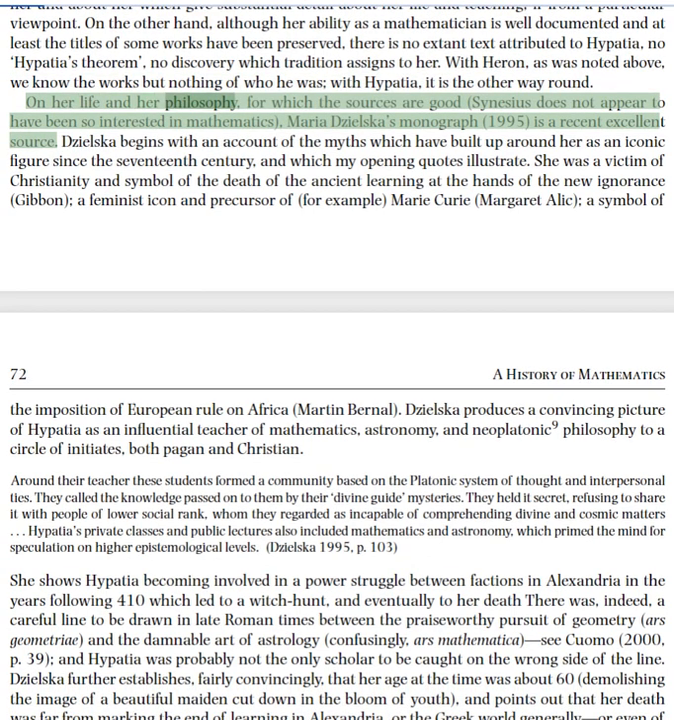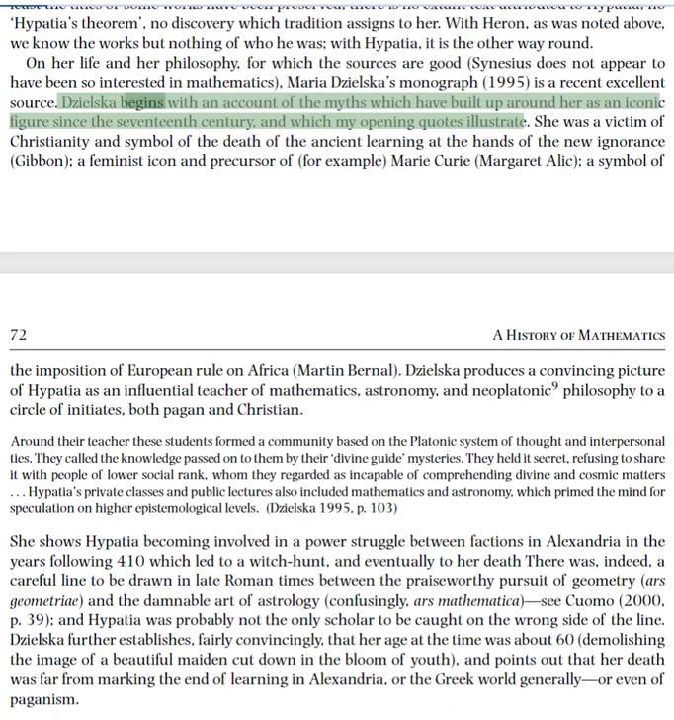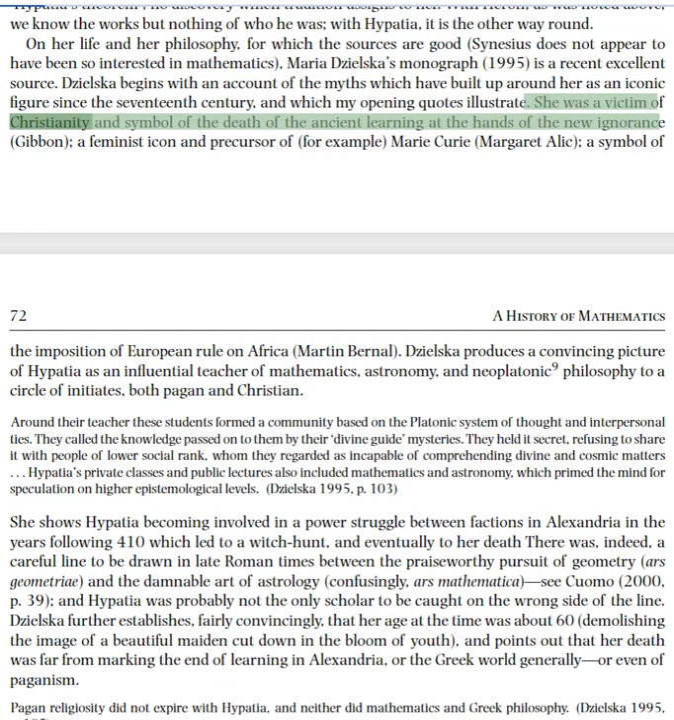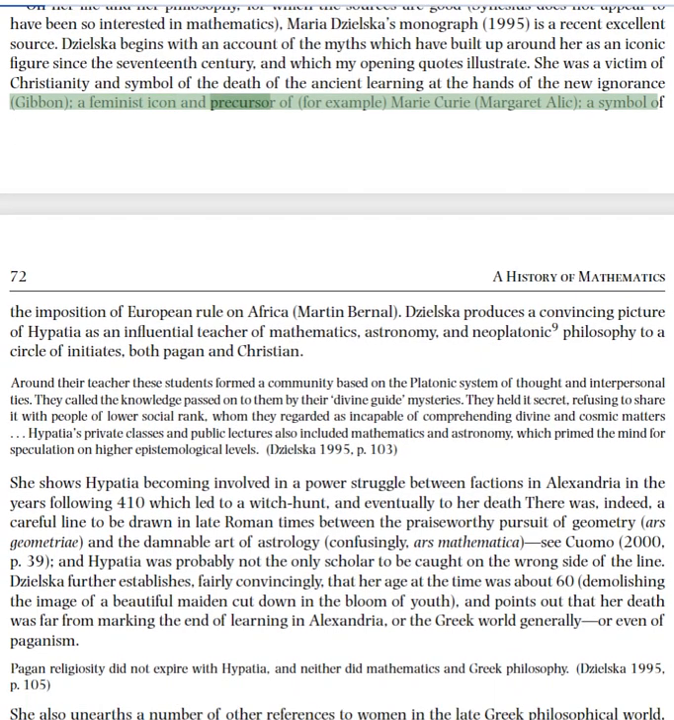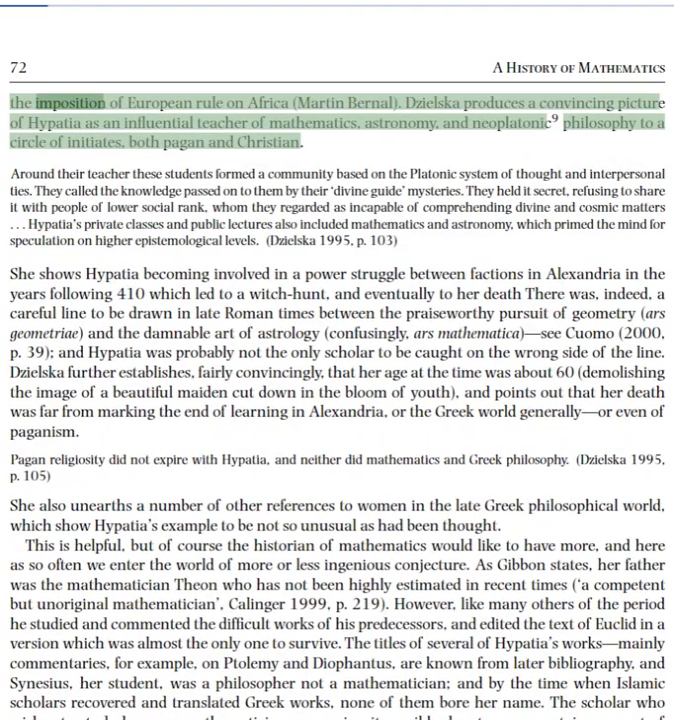On her life and her philosophy, for which the sources are good, Maria Zielska's monograph is a recent excellent source. Zielska begins with an account of the myths which have built up around her as an iconic figure since the 17th century, and which my opening quotes illustrate. She was a victim of Christianity and symbol of the death of the ancient learning at the hands of the new ignorance. A feminist icon and precursor of Marie Curie, a symbol of the imposition of European rule on Africa.